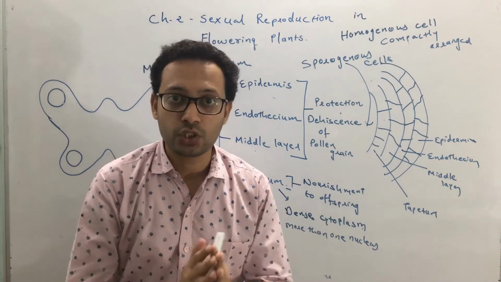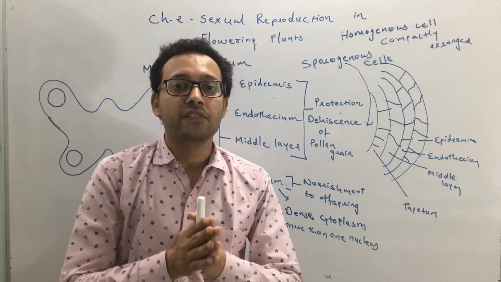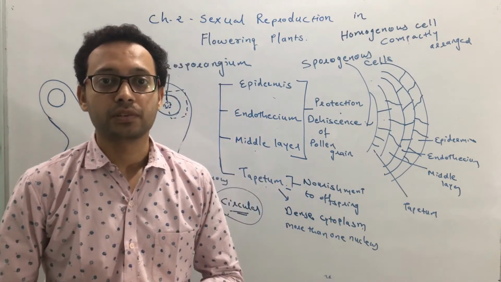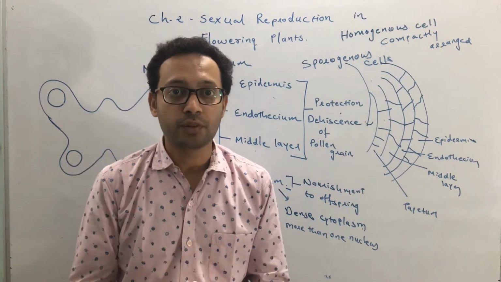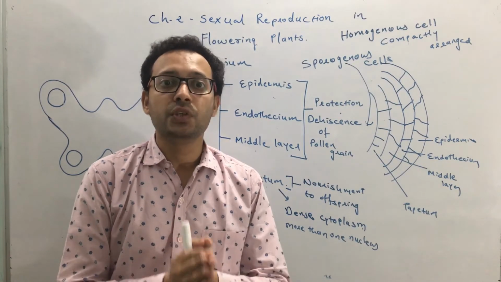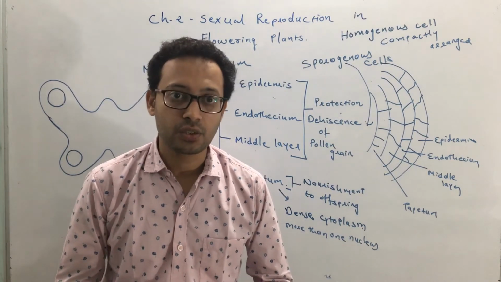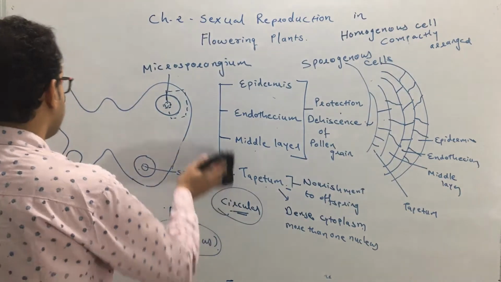Still the pollen grain is not developed. We have just seen the structure. Now from this structure we have to learn how the pollen grain is going to form. Okay? So we will start with the process of how the pollen grain is formed. Clear about the structure? If you are clear about the structure, then you can understand how the process of formation of pollen grain occurs. Okay? So let's start how the process occurs.